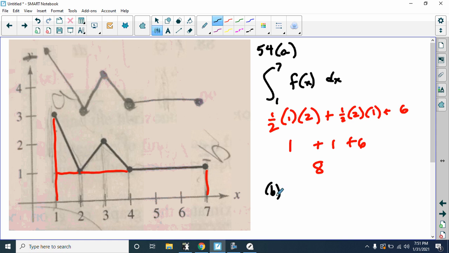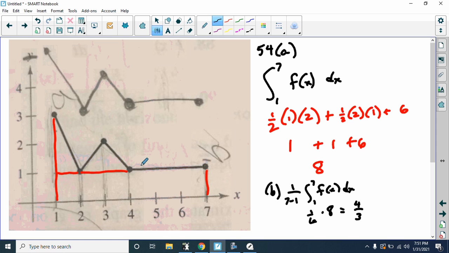Part B asks for the average value of f of x from 1 to 7. Average value is 1 over b minus a times the integral from a to b of the function. We just evaluated this part as 8. So it's 8 times 1/6, 4/3, 1 1/3.